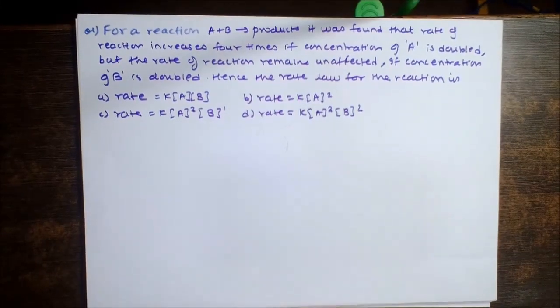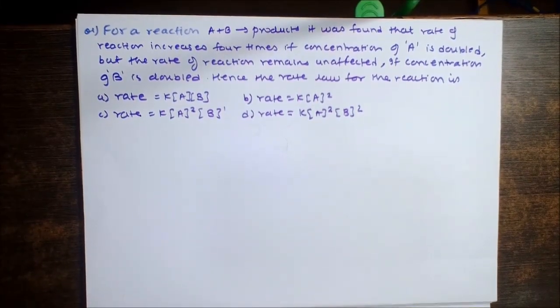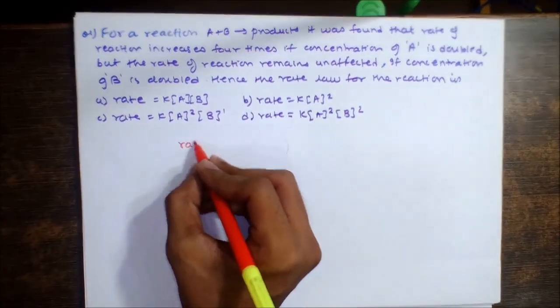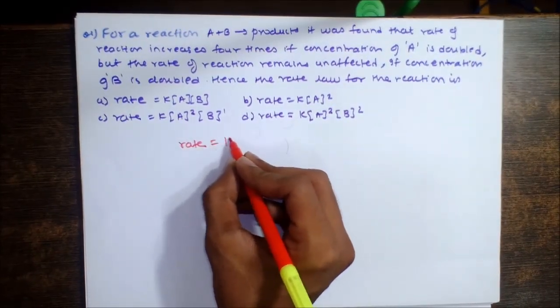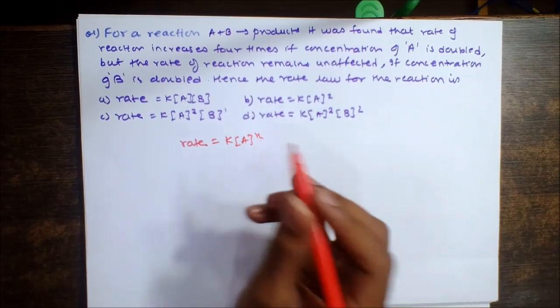Question 1. For a reaction A plus B gives products, it was found that the rate of reaction increases 4 times if the concentration of A is doubled, but the rate of reaction remains unaffected if the concentration of B is doubled. Hence, the rate law for the reaction is. Now, from the given information, I can understand that the rate does not depend on the concentration of B. Therefore, rate will be equal to k[A]^x.